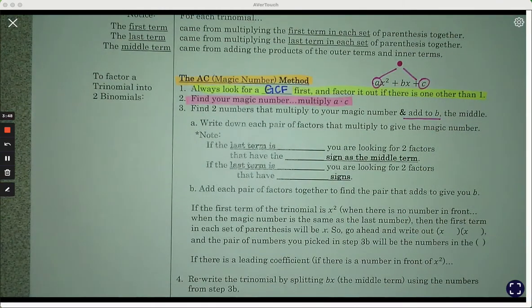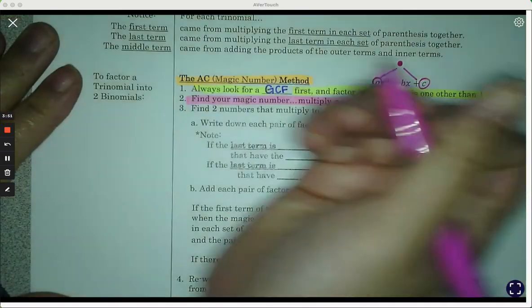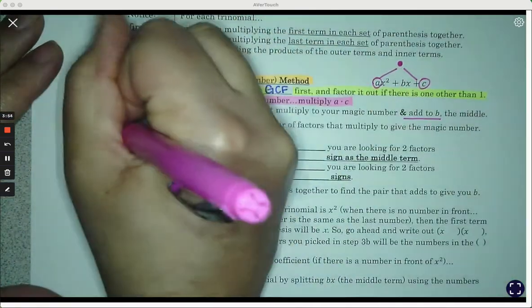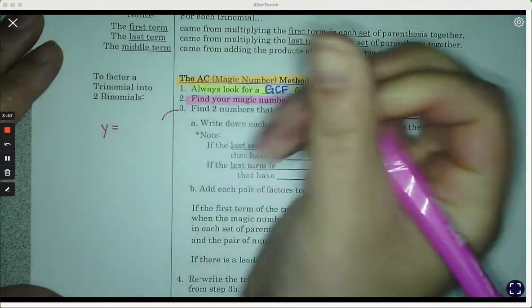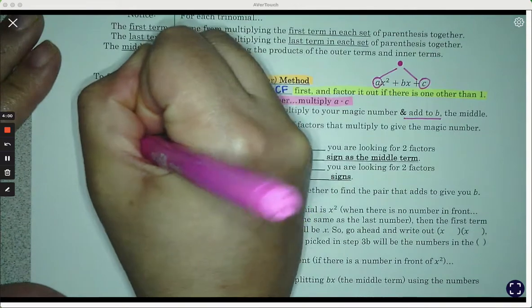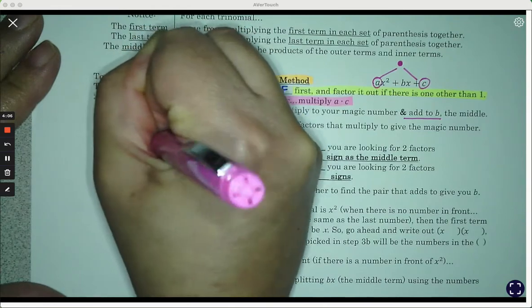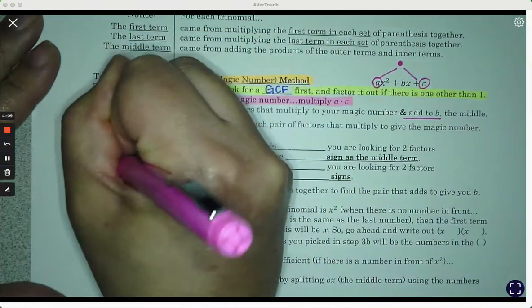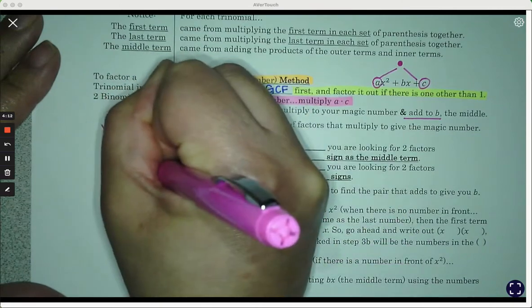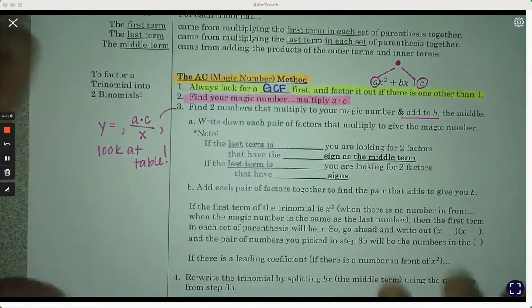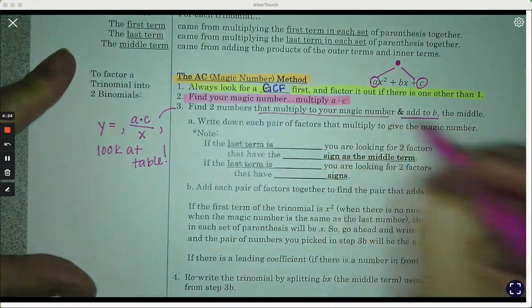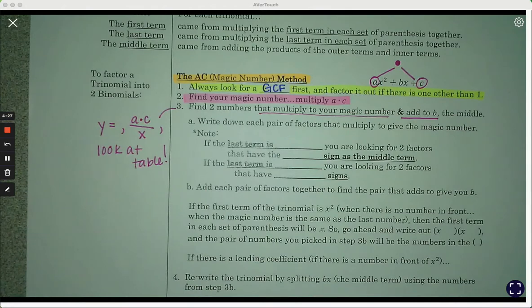Okay? One way that we can find these numbers is we can go to y equals, okay, and then we'll type in our A times C, whatever that is, divided by x, and look at the table. Okay, and I will show you how to do that when we get to the examples. Okay, so two numbers that multiply to your magic number and add to the number in the middle. Okay, you're going to write down each pair of factors that multiply to give your magic number.